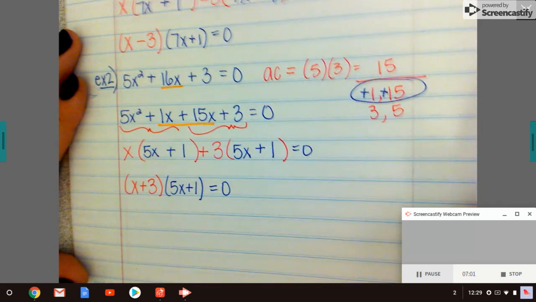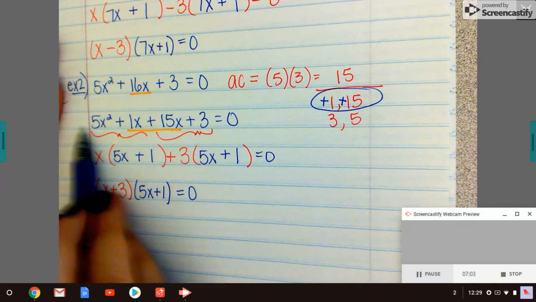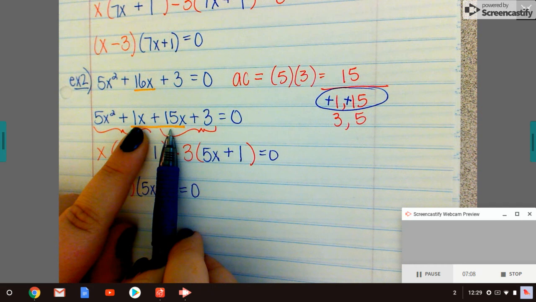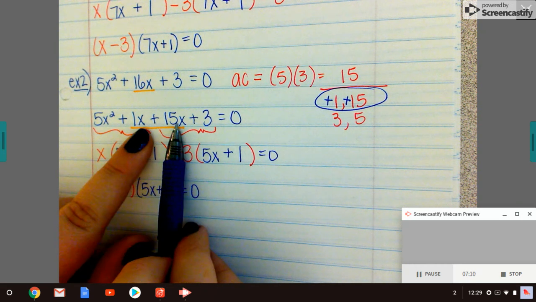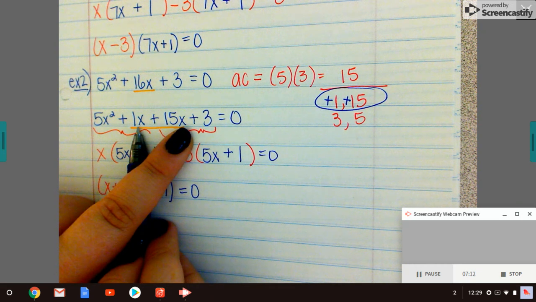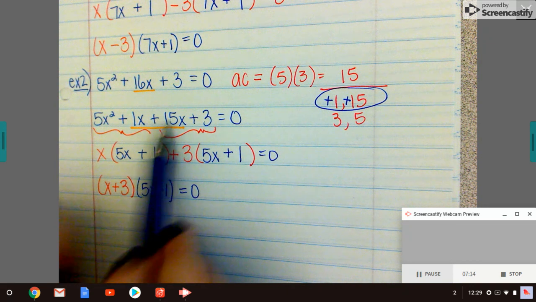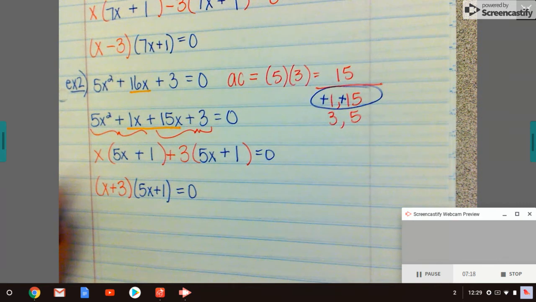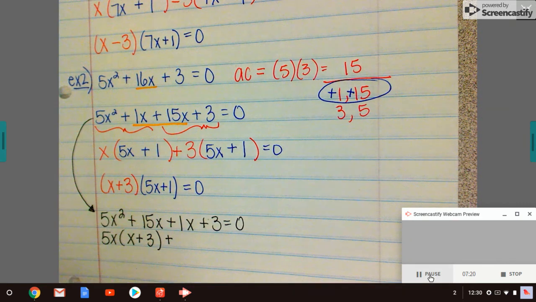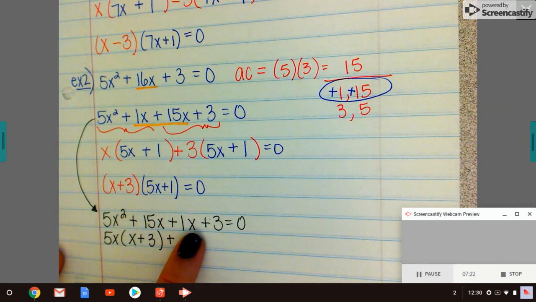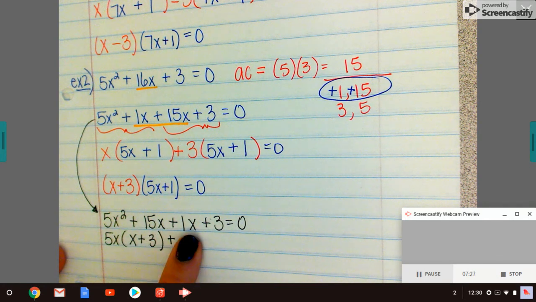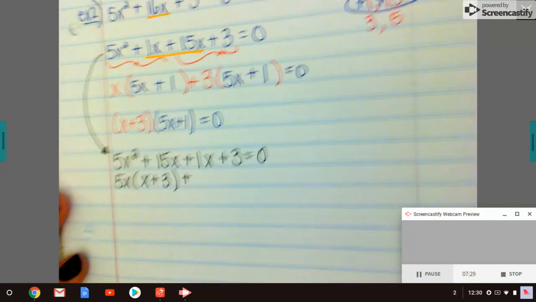The other thing I wanted to make mention of is at this step, I grabbed 1 and 15 and I put them in this order in order to then group. So notice if I had flip-flopped them, I would have had 15x here and 1x here, and then the groups would have been different and the factors would have been different. But I want to show you really quickly that does work out. So I've rewritten it here, and again, I just flip-flopped these. So this one was 1x plus 15x. This one is 15x plus 1x. And notice my grouping is different.